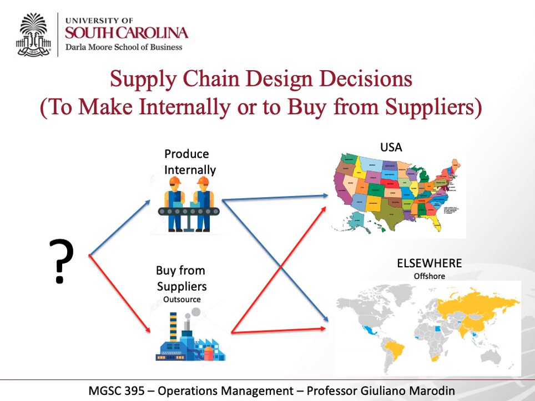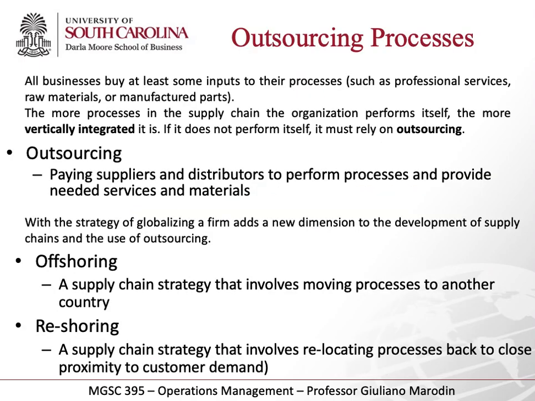So it's two decisions, which makes four different options. They can produce internally or buy from suppliers, and for either of those, they can do it in the United States or elsewhere. If they do it elsewhere, we're going to call it offshore. This is an explanation of these concepts that we're going to learn about.